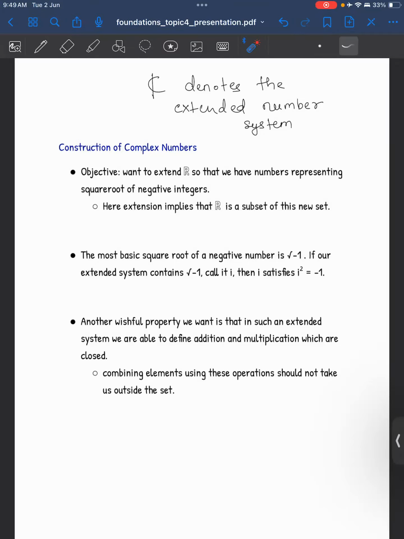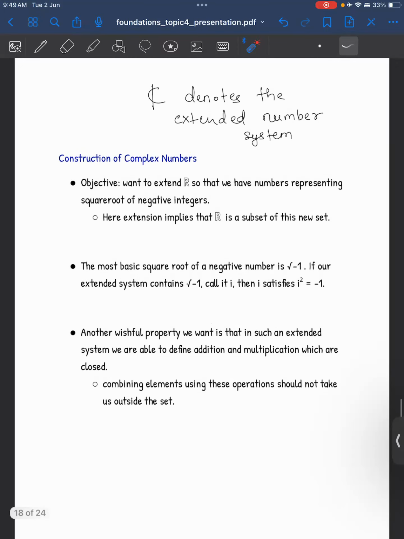Another desirable property we want is that in such an extended system, we are able to define addition and multiplication which are closed. So in particular, we want to combine elements using these operations which should not take us outside the set. Specifically, recall that the set of real numbers has two binary operations, plus and multiplication. We want to extend these operations on our extended number system C. So by extension of a binary operation, we mean that if we restrict ourselves to the set of real numbers, which is a subset of C.